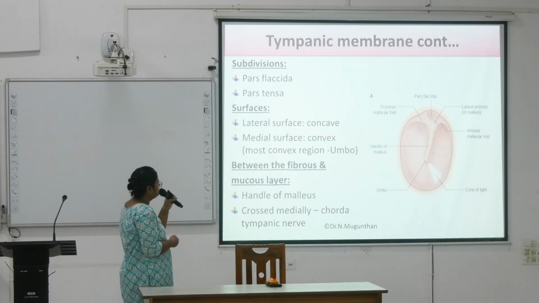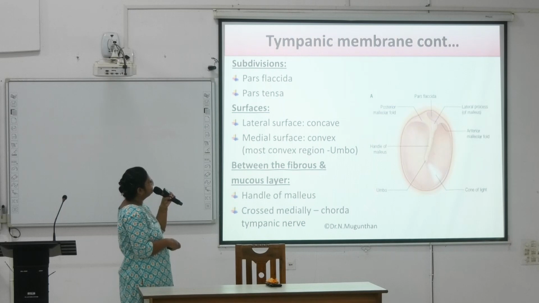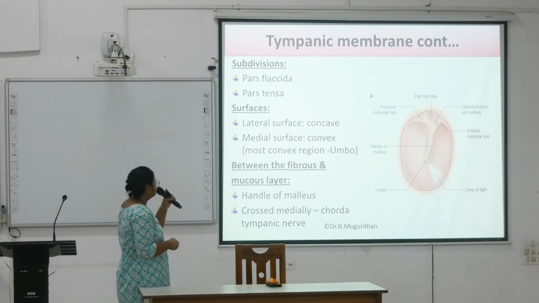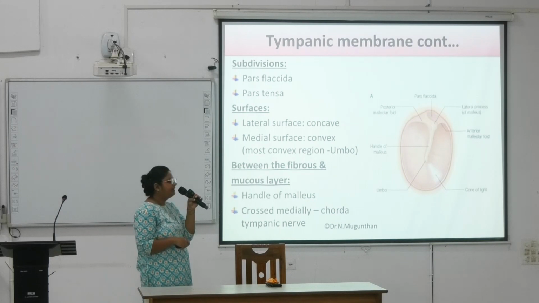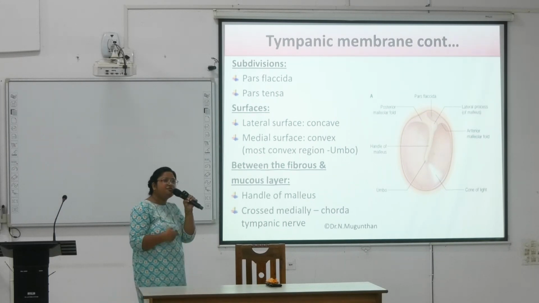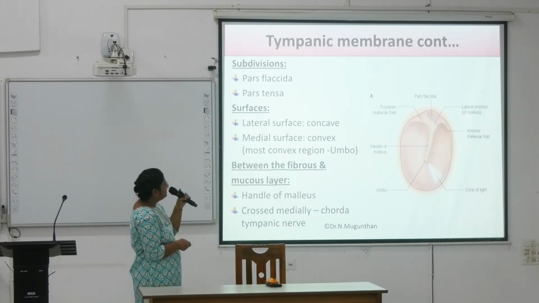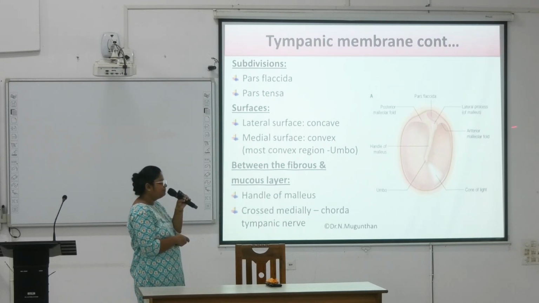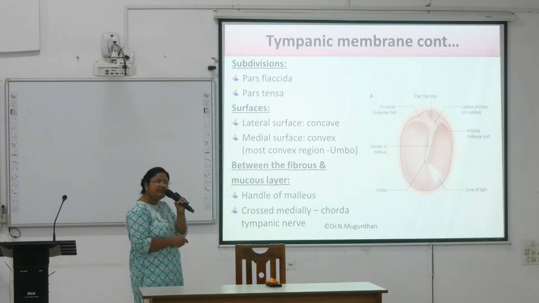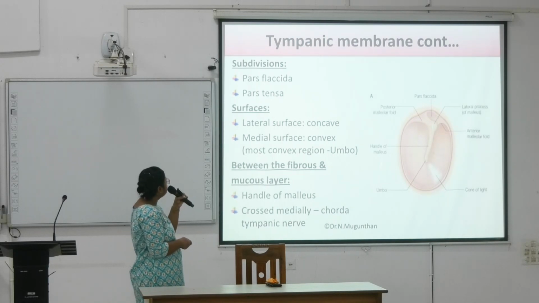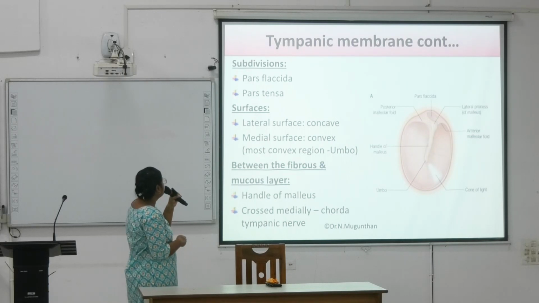So what are the subdivisions? You practice a schematic diagram of the tympanic membrane like this. If it comes as a long question, you have to draw a diagram. So the subdivision has two parts: pars flaccida and pars tensa. The upper small part above the anterior and posterior malleolar folds, which are attached to the lateral process of the malleus, is known as the pars flaccida, and the part below it forms the pars tensa.